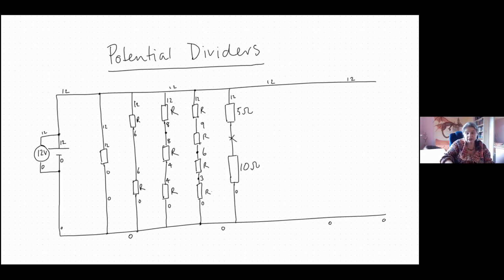Now, this is the potential divider equation. It says R1 over R total is the same fraction, it's a divider, as V1 over V total. That is the potential divider equation. Basically, the potentials are divided the same way that the resistances are divided. Now, what is 10 as a fraction of 15?